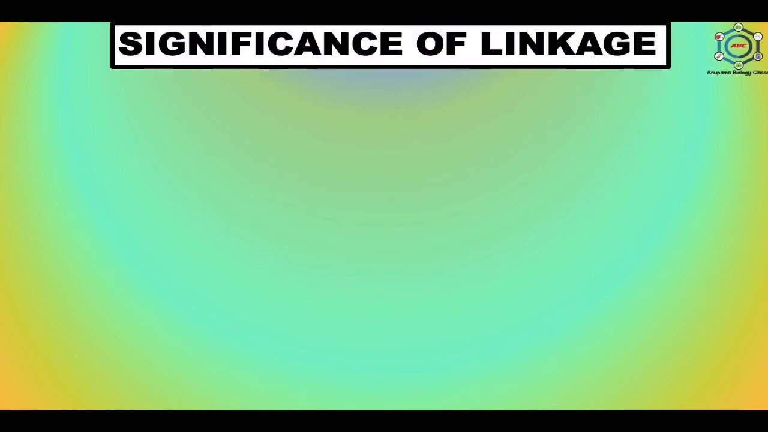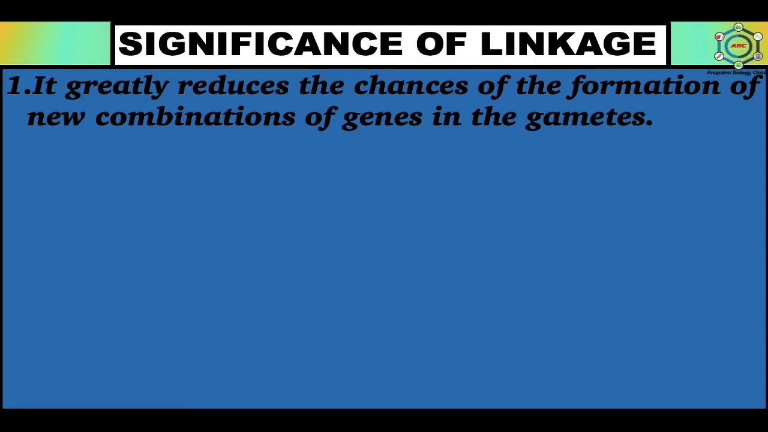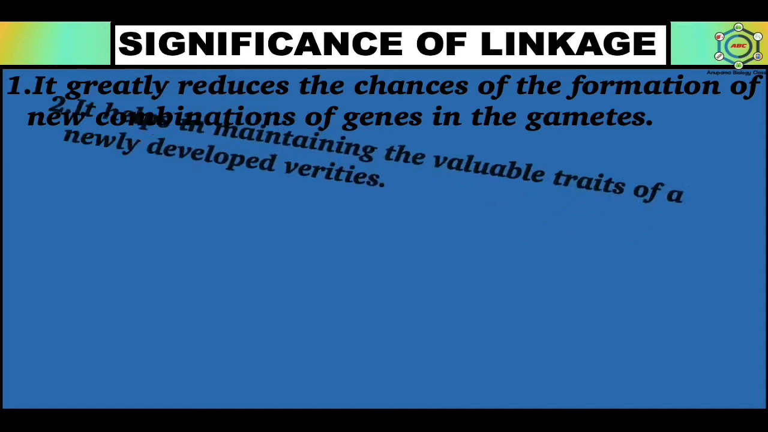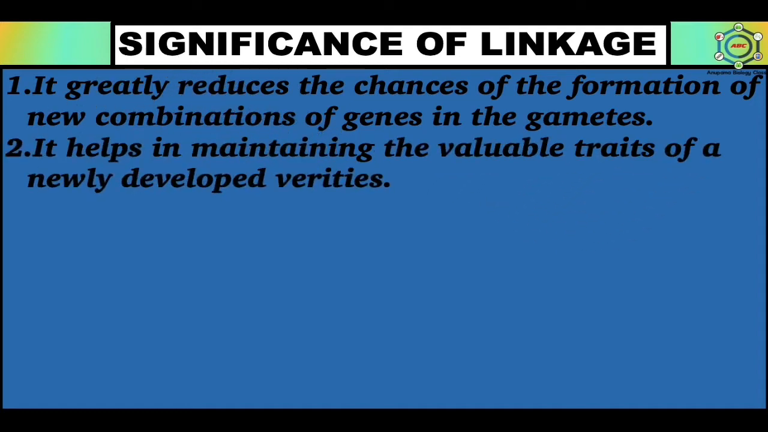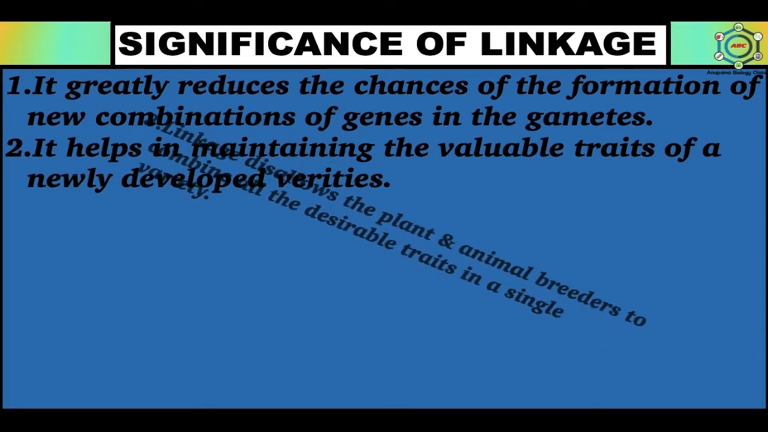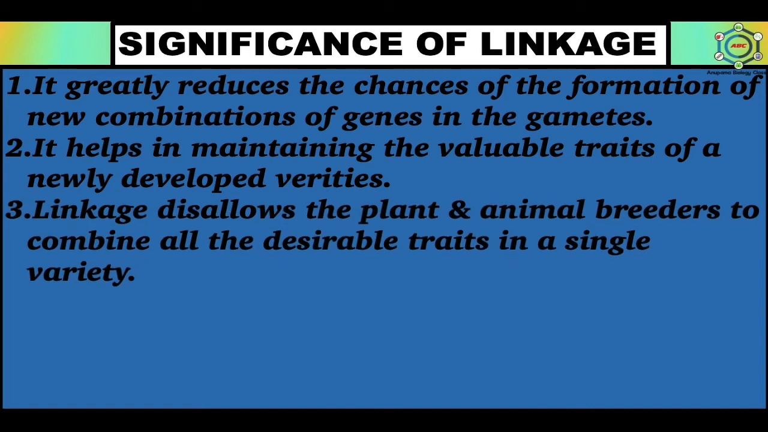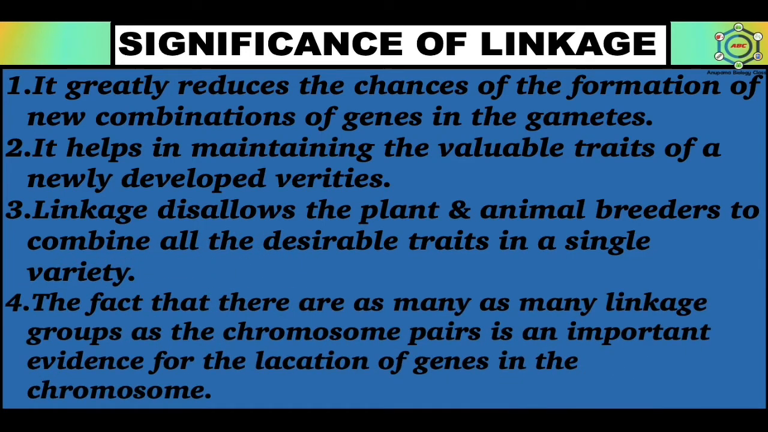Now the significance of linkage. It greatly reduces the chances of the formation of new combinations of genes in the gametes. It helps in maintaining the valuable traits of newly developed varieties. Linkage disallows plant and animal breeders from combining all the desirable traits in a single variety. The fact that there are as many linkage groups as chromosome pairs is an important evidence for the location of genes in the chromosomes.